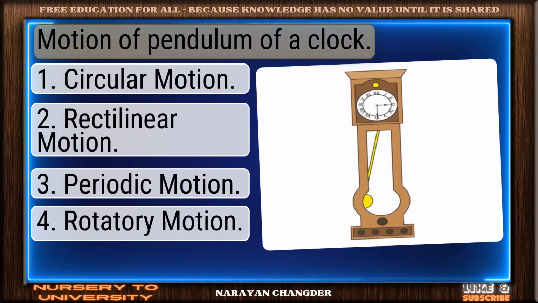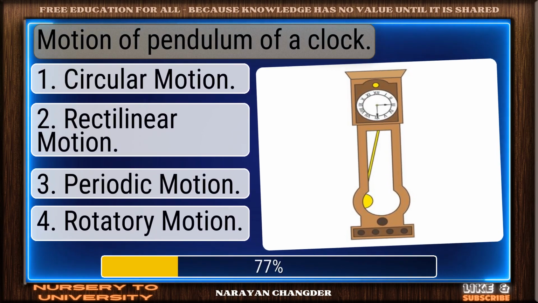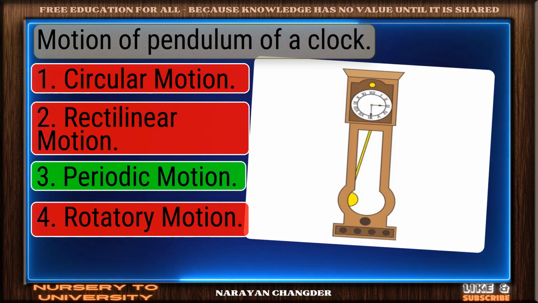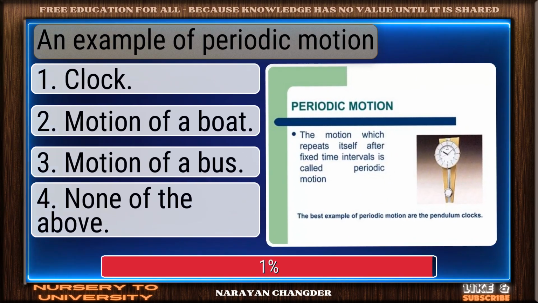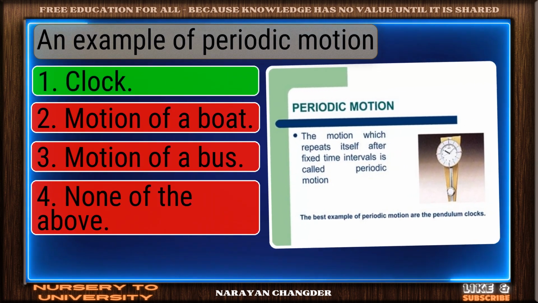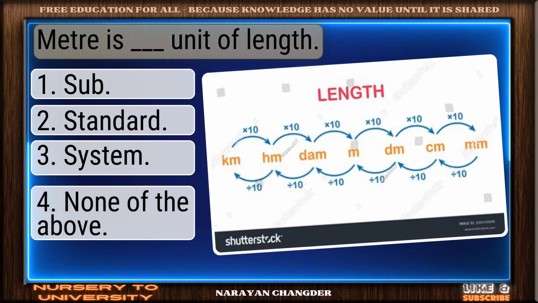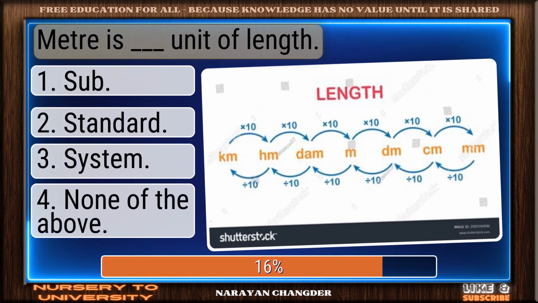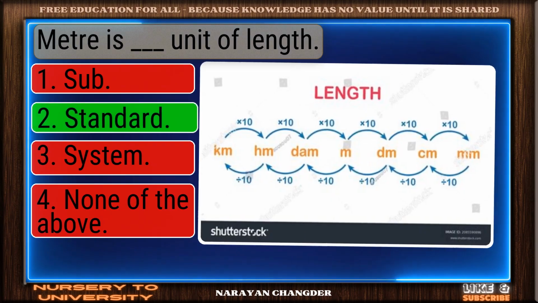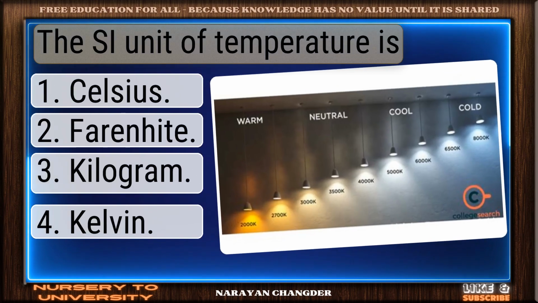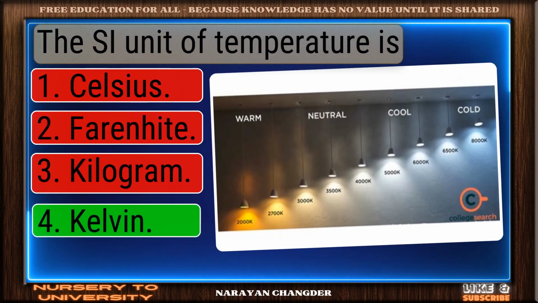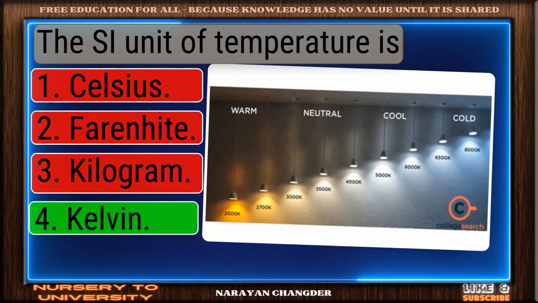Motion of pendulum of a clock. Excellent choice. Periodic motion is the right answer. An example of periodic motion. Well done. Clock is the right choice. Meter is dash unit of length. Correct response. Standard is the most accurate answer. The SI unit of temperature is. Nicely done. Kelvin is a solid answer.